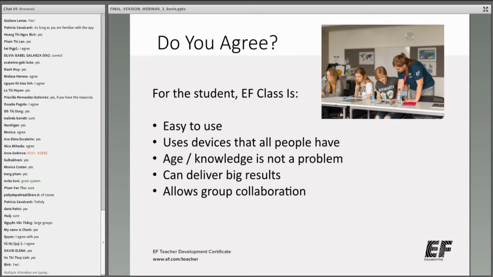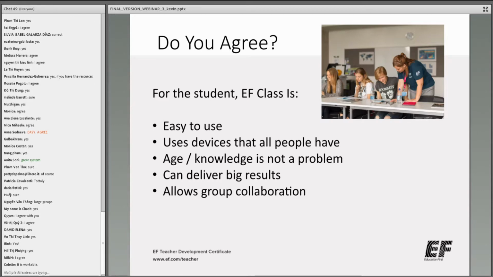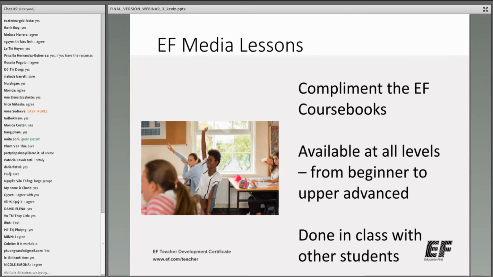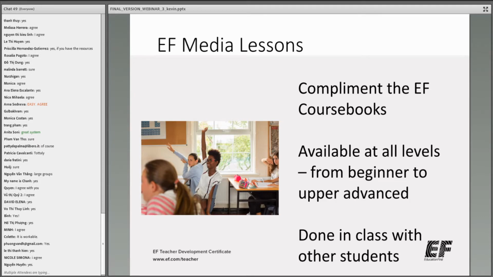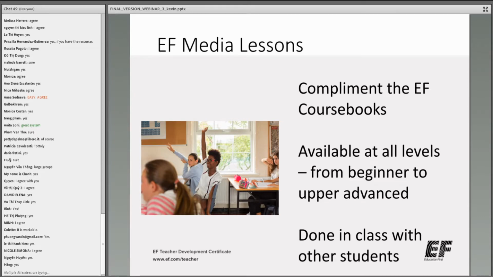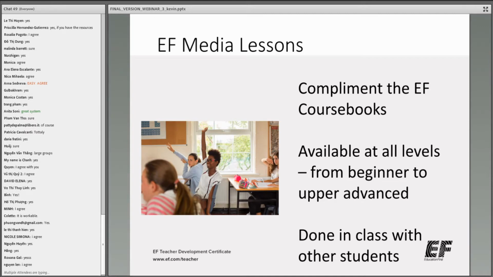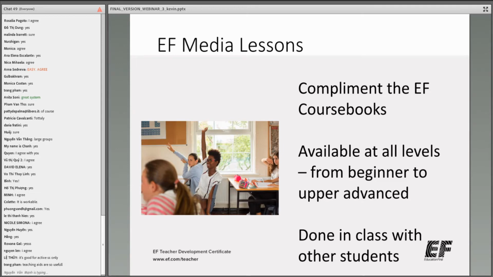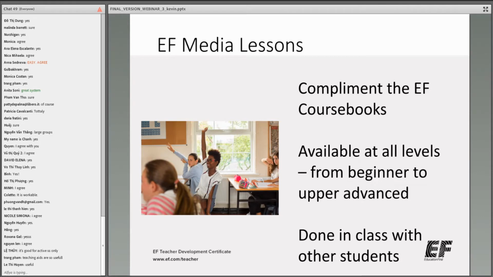So this is what we have in mind when we mention technology. Those are some points that for a tool to be technologically useful in the classroom, someone needs to say yes to those points. Let's move on. So this is one of the concepts, as I mentioned, that in actuality, it's an EF concept. It's what we call the EF media lessons. However, you can be any teacher in any school, in any situation, and you can come up with your own media lessons, as you will see very shortly.